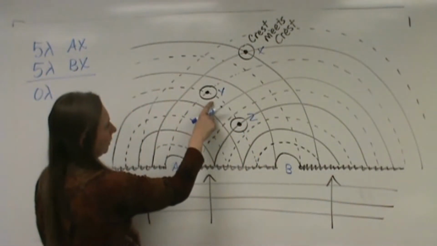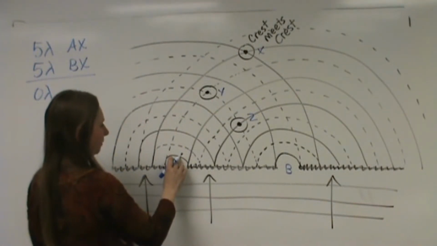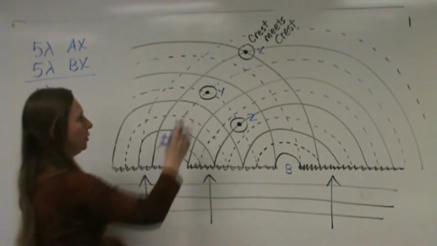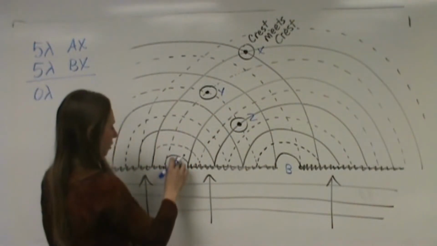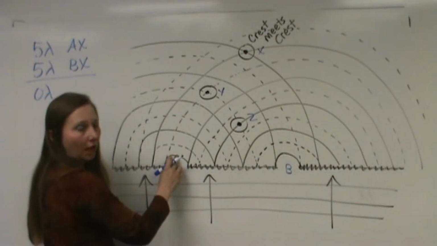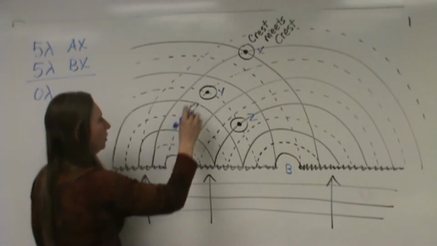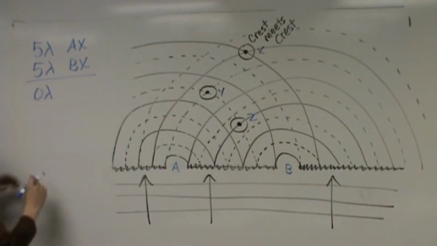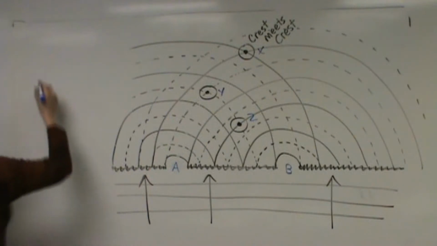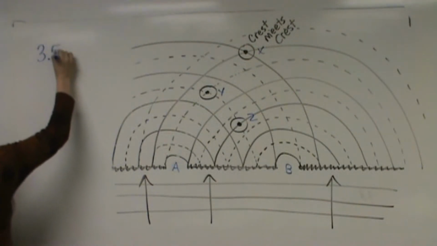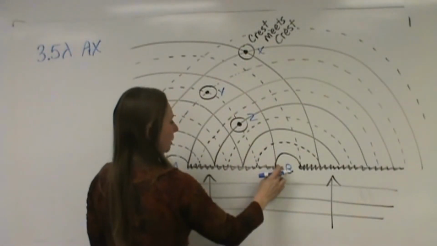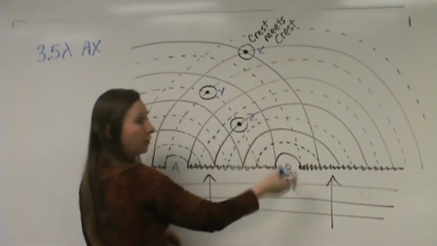Let's try this one right here. We have 1, 2, 3, and a half. 3 and a half wavelengths, because from crest to trough would be a half. Remember, I start on A and I go to the first solid line, crest. 1, 2, 3 and a half. So in this case, we have 3.5 wavelengths from A to X. What about from B to X? 1, 2, 3. I'm jumping from crest to crest.